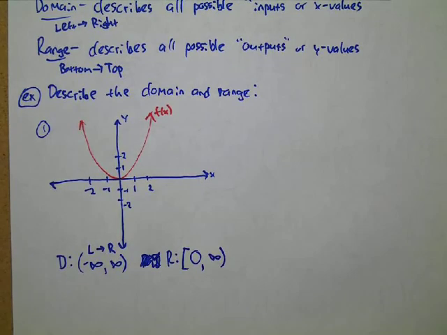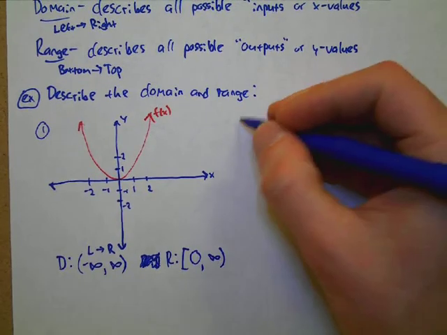So we're going to start at 0. Do we get to 0? Yes. So square bracket there. What's the highest y value we see? Infinity. Arrows are pointing up, right?